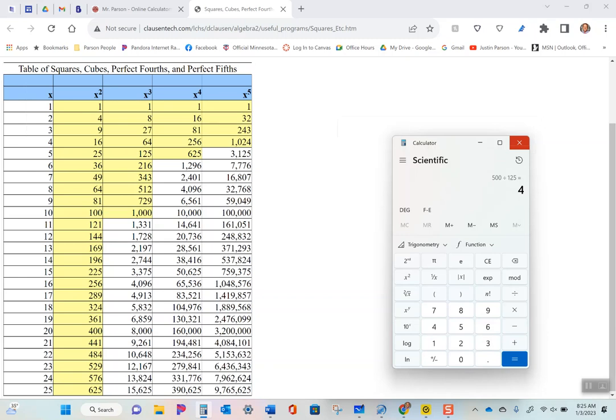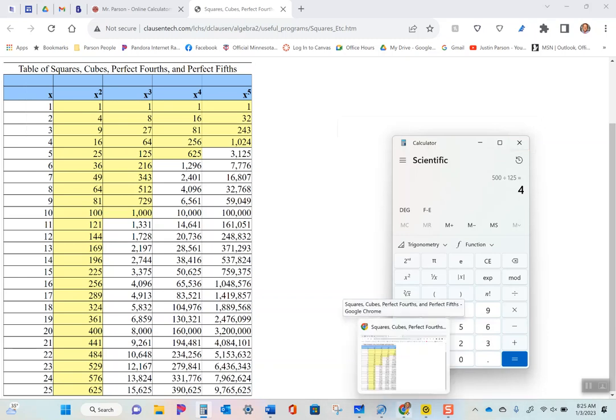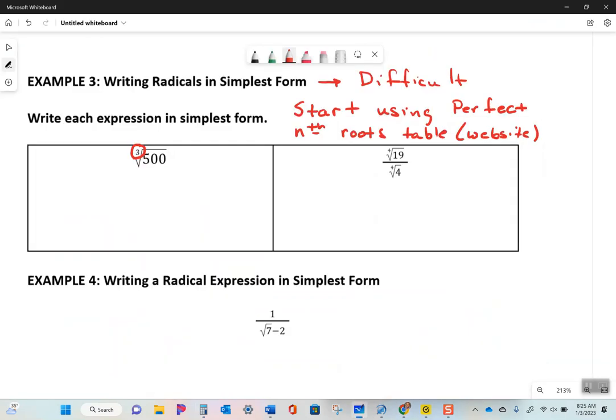Okay, so here's the deal here. We could write this cube root of 500 as a product of two cube roots. It could be the cube root of 125. How many times did 125 go into 500? Okay, now check it out, kids.